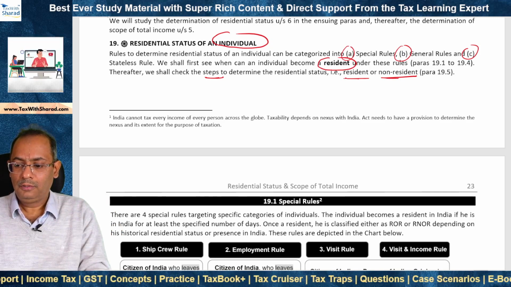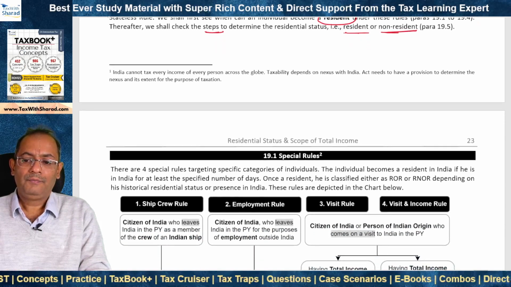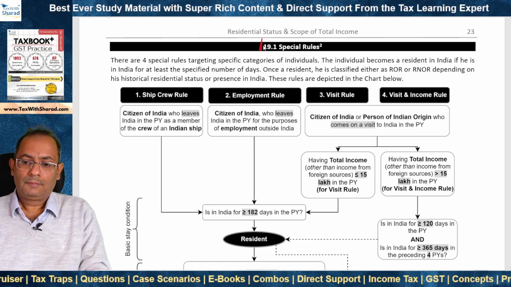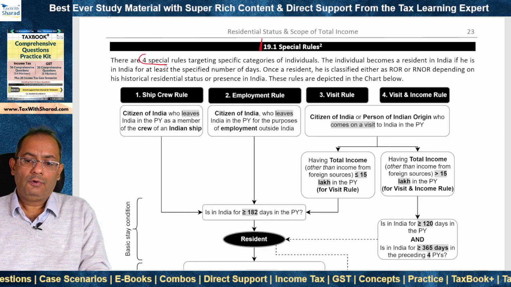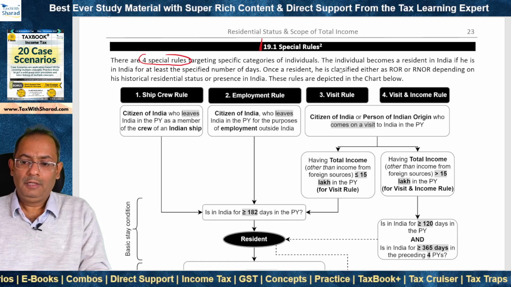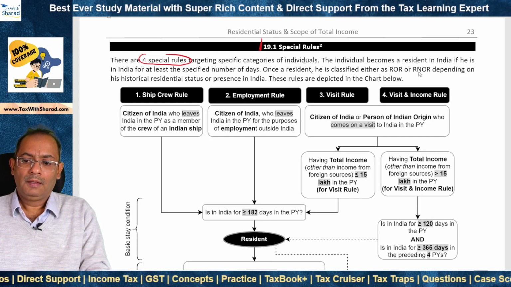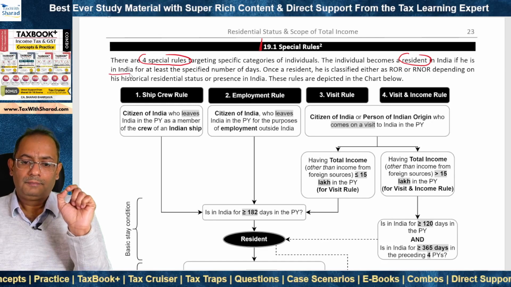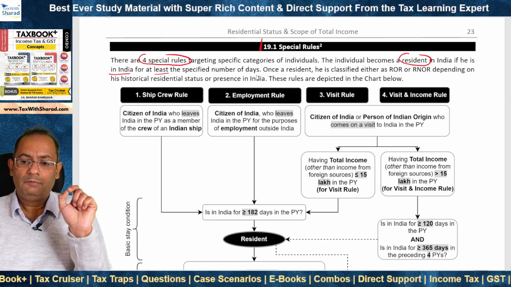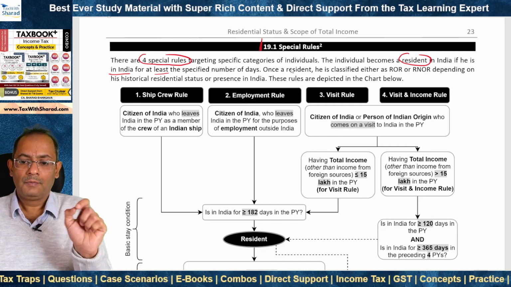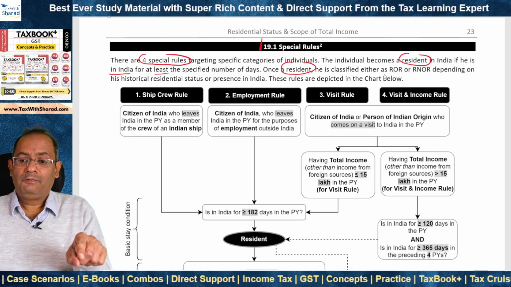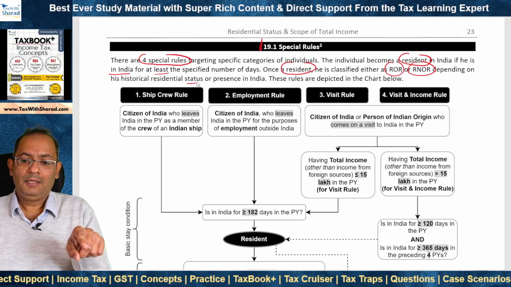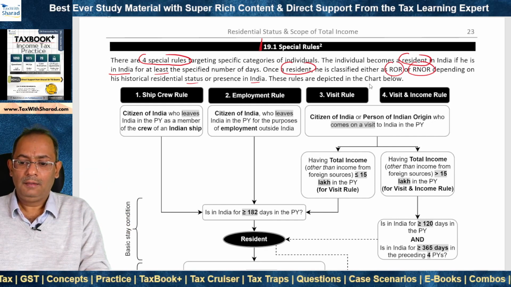So first we will learn about the rules and then about the steps to follow to determine the final residential status. So we'll first take a look at the special rules. There are 4 special rules targeting specific categories of individuals. Right? 4 special rules. The individual becomes a resident in India if he is in India for at least the specified number of days. So a threshold has been prescribed for these rules. Once a resident, he can be classified further either as a ROR or RNOR, depending on his historical residential status or presence in India.